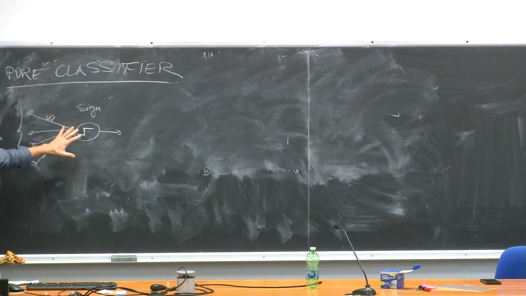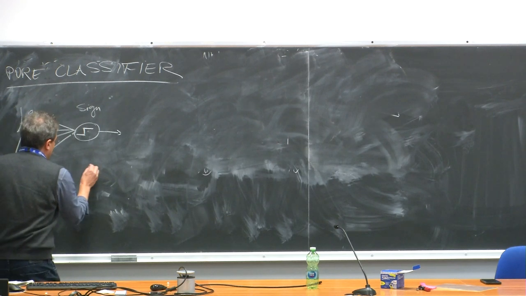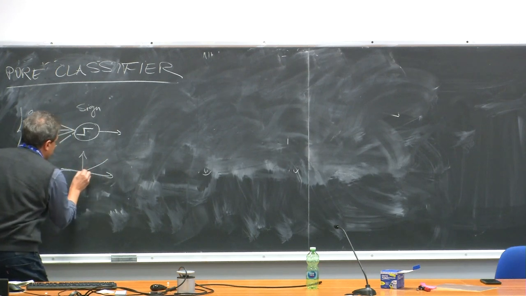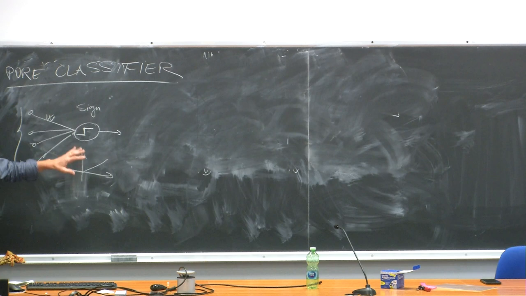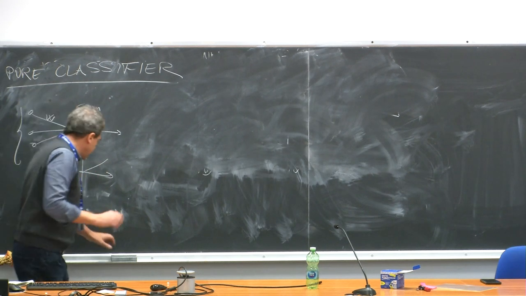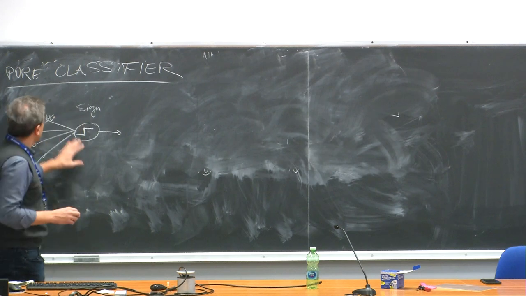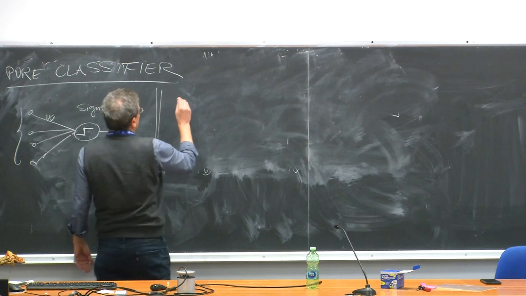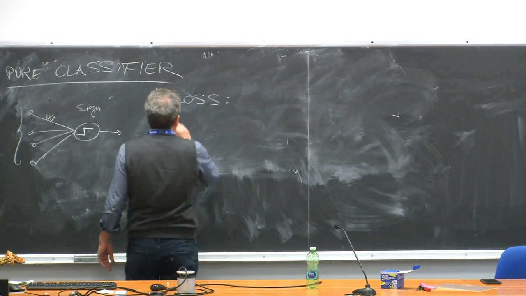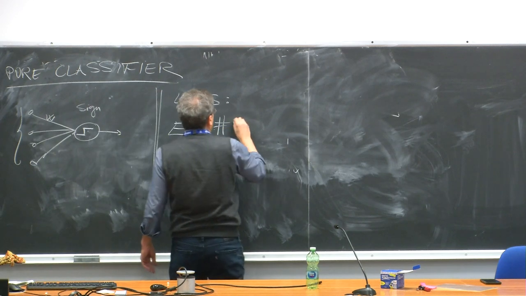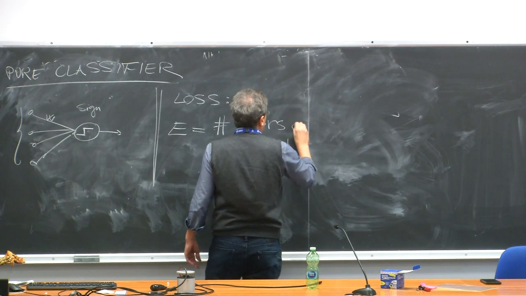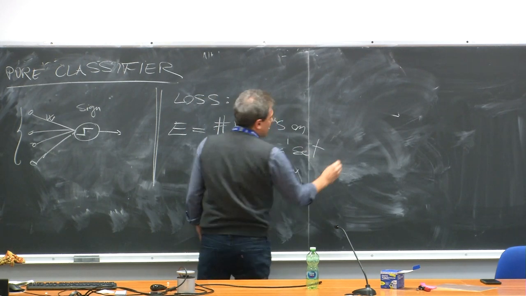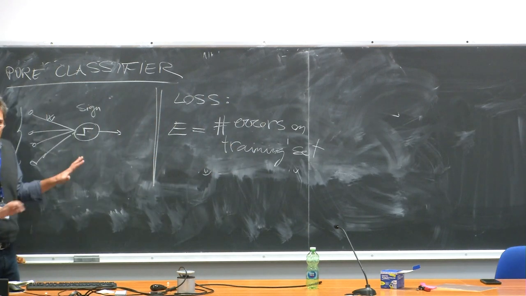Just to be clear, I'm not considering, for instance, neurons that have a ReLU transfer function, or any kind of tricks for the moment. We will discuss this, but not for the moment. So we are going to consider this kind of model, and then we are going to use as a loss function just the number of errors on the training set. That's it. This is our model.